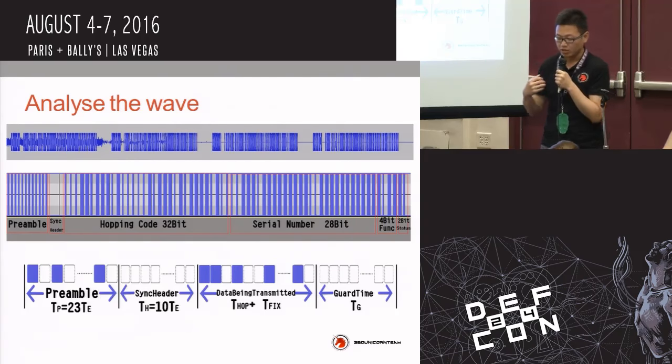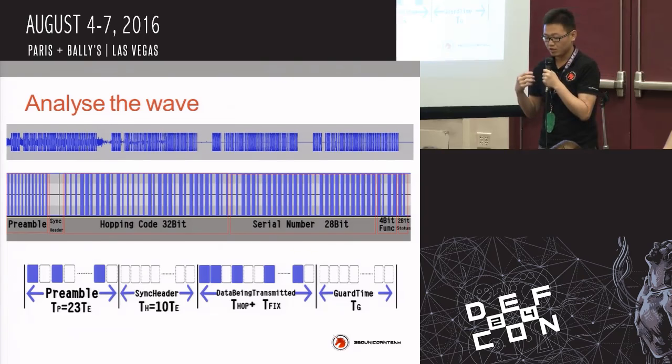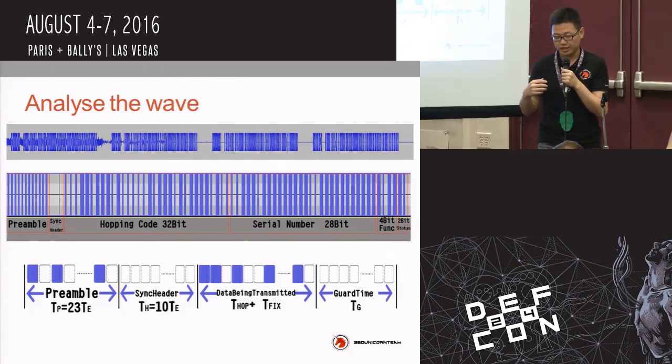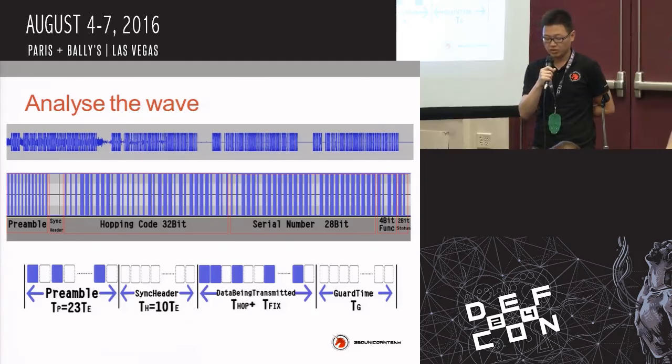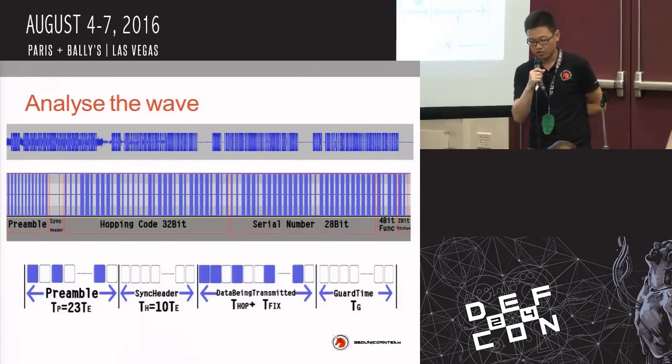We captured the signal four times, and when we analyzed the wave, we found that the modulation is ASK. First we will introduce the preamble. The preamble is used to tell the car that a signal is coming, so it has to be ready for the signal. Then there is the sync header.